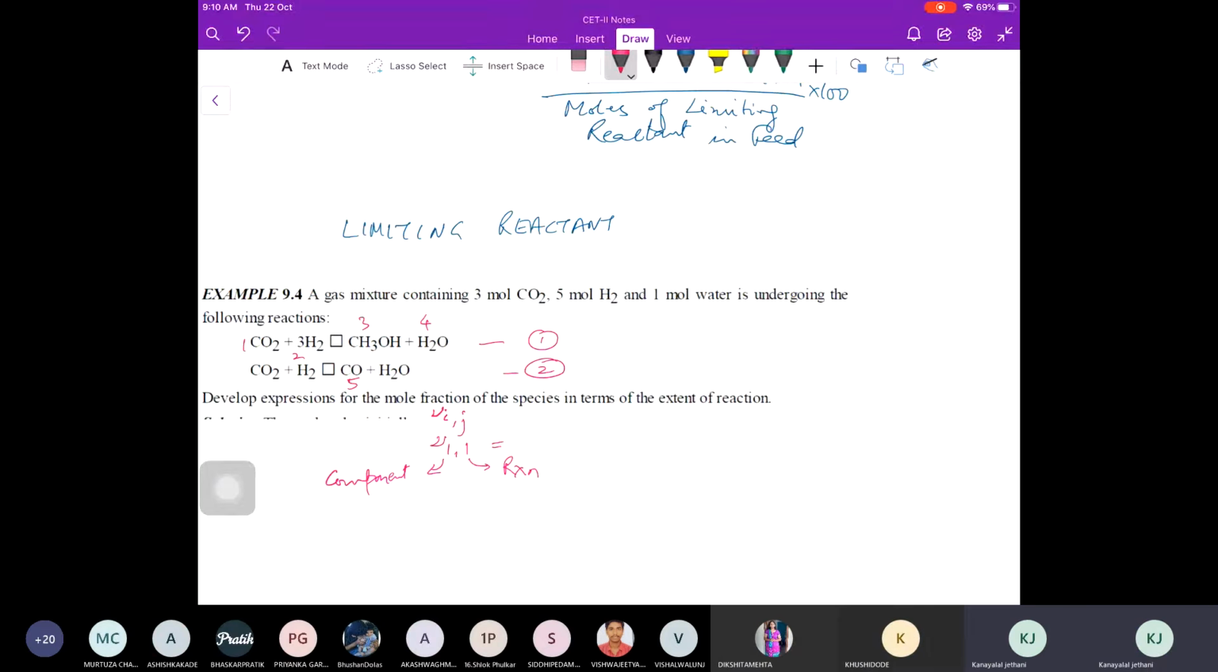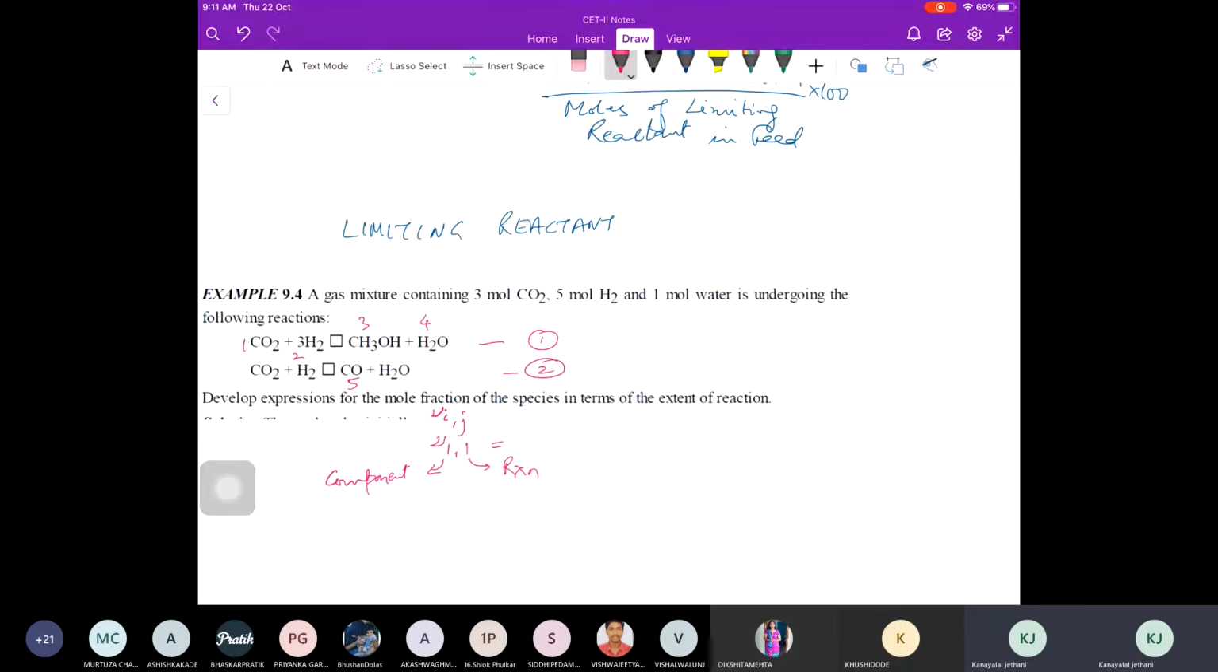Okay, so nu ij, we are talking about component. i is component and j is the reaction number, right? So we have reaction 1 and reaction 2. So nu 1 1, that means component 1 and reaction 1. What is component 1? Carbon dioxide, sir. Carbon dioxide and reaction 1, so what will be its nu?